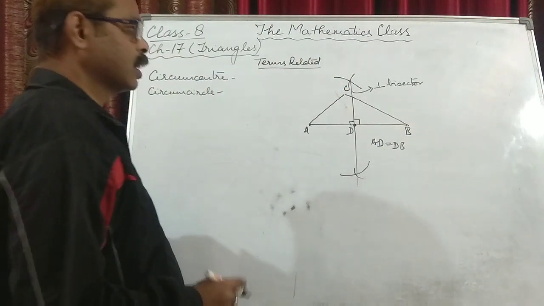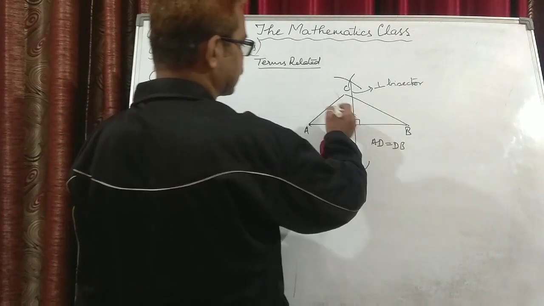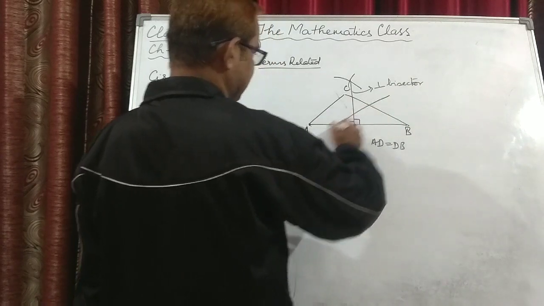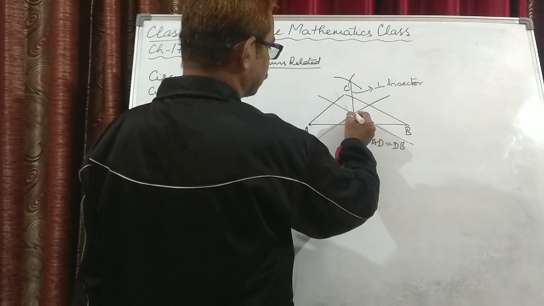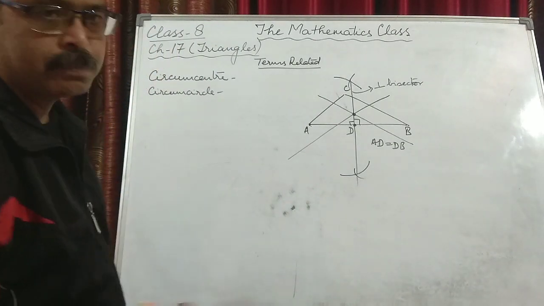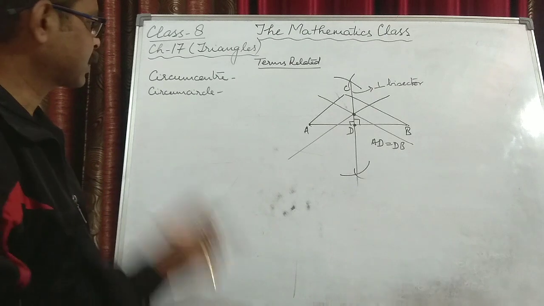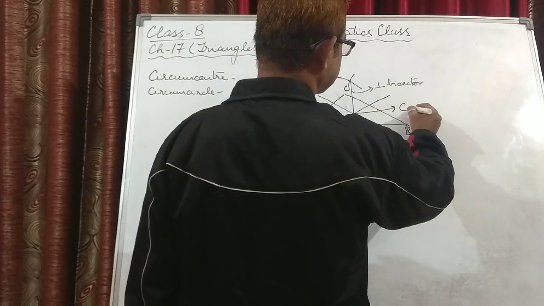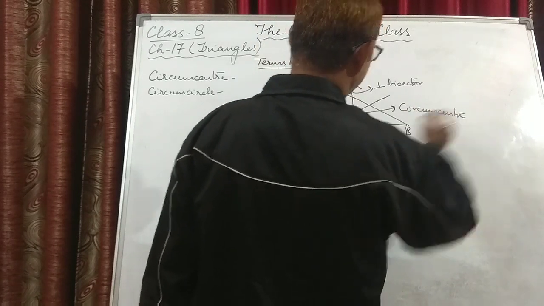Now a triangle has three sides. Now all the perpendicular bisectors, suppose of this side it will be something like this, and of this side it will be something like this. So this point where all the three perpendicular bisectors of the sides of a triangle meet is known as the circumcenter. Why?